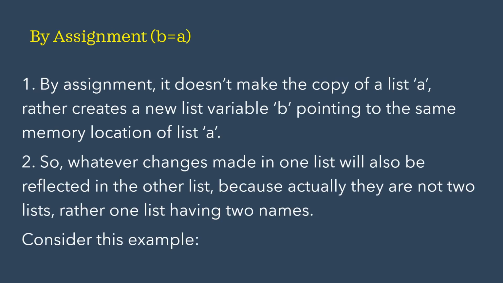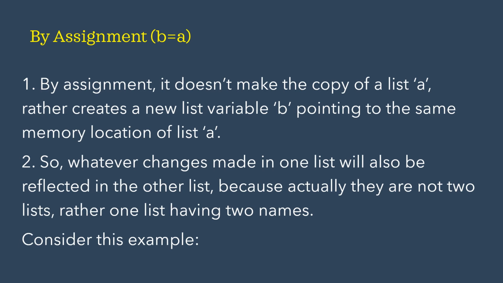First is by assignment. That means b is equal to a. a is a particular list that you have defined in your program, and you just assign it to another variable called b. So by assignment, it doesn't make a copy of list a. Rather, it creates a new list variable b, pointing to the same memory location of list a. So whatever changes are made in one list will also be reflected in the other list, because actually they are not two lists, rather one list having two names.